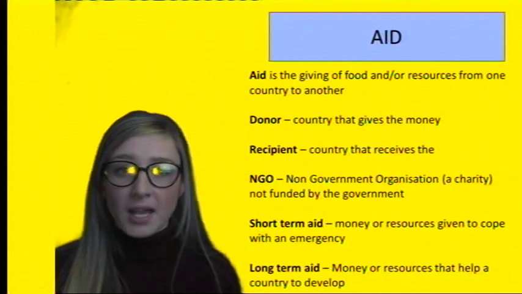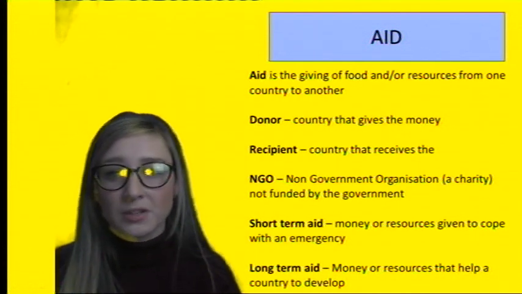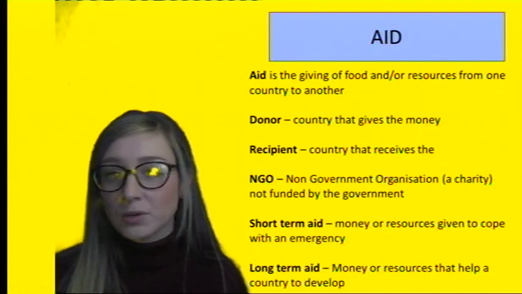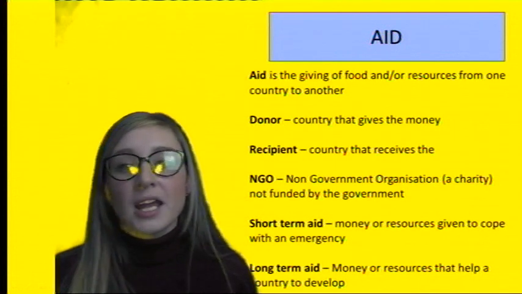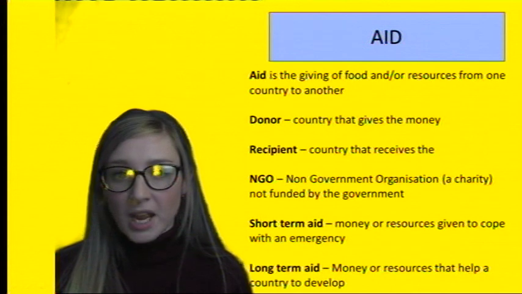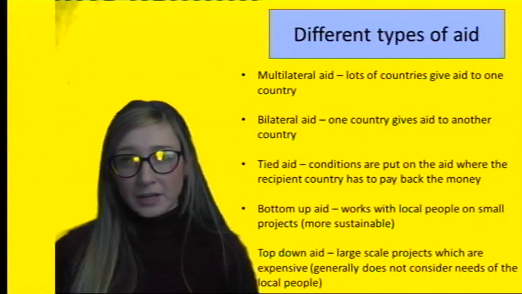Short-term aid is aid that's given in terms of emergencies, so it's money or resources given to cope with an emergency such as drought or flooding. Long-term aid is going to be money or resources given over a much longer period of time, which helps a country to develop. So the different types of aid, you need to make sure that you know these.